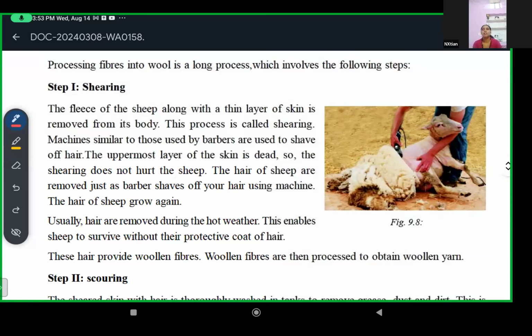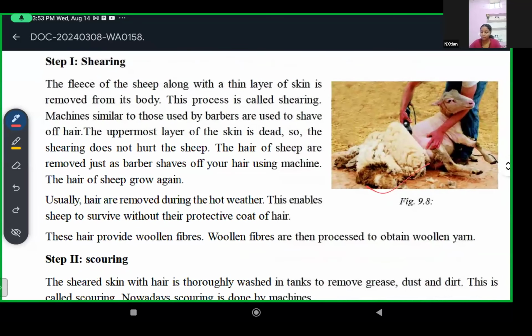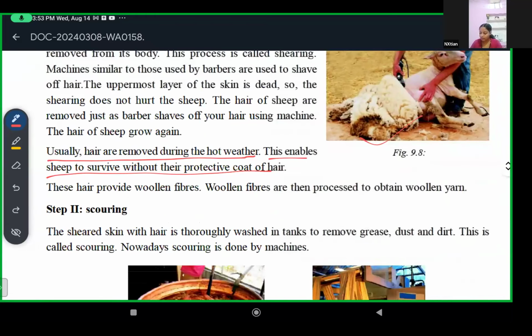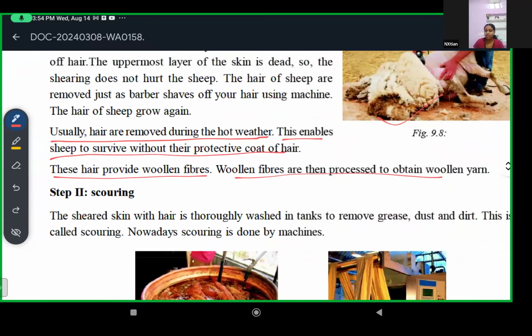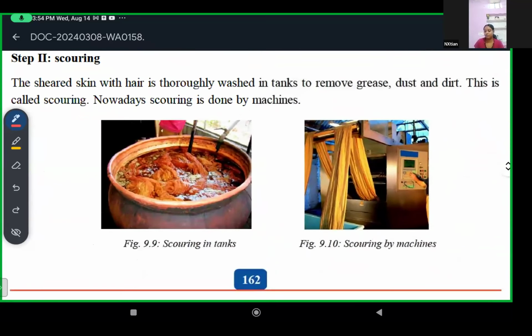If you've ever gone for a haircut, sometimes barbers use those machines to shave off the hair. That kind of machine is used to remove the wool from the sheep. Usually, shearing is done during hot weather so that the sheep can survive without the protective coat of hair. These hair provide woolen fibers, which are processed to obtain woolen yarn.